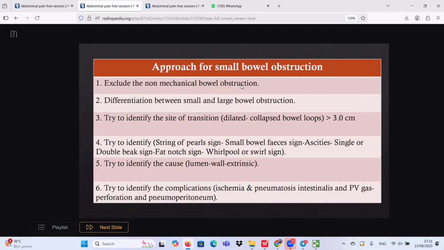If we have 2 transition points, you should think of closed loop obstruction. If we have 1 transition point, you should think of adhesive bowel obstruction or something like this, okay? Or simple bowel obstruction.